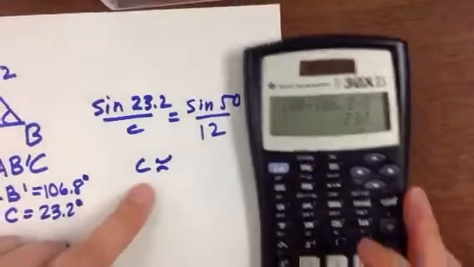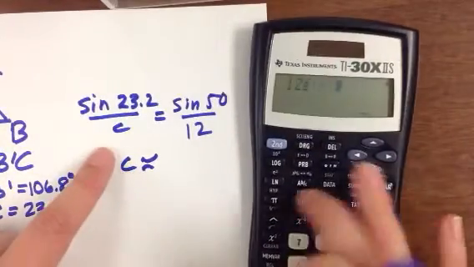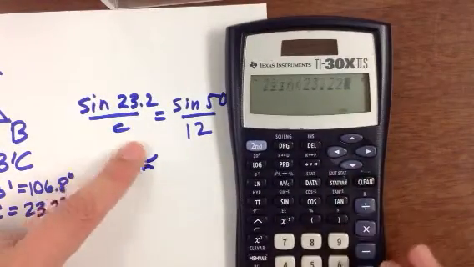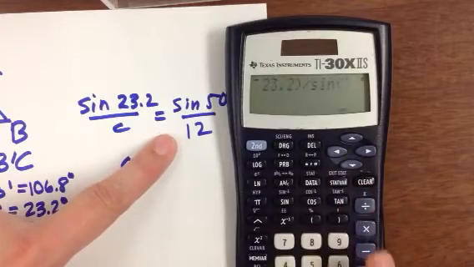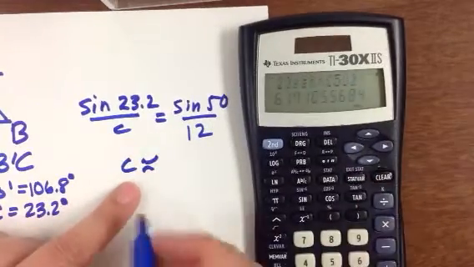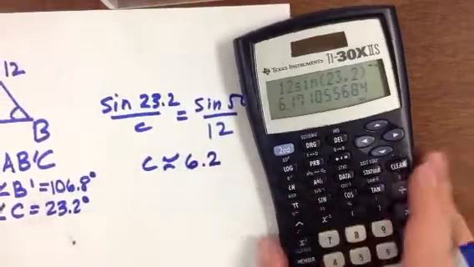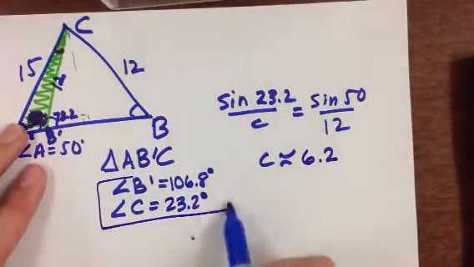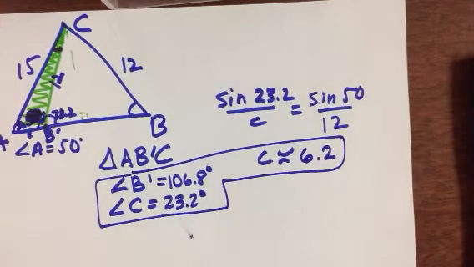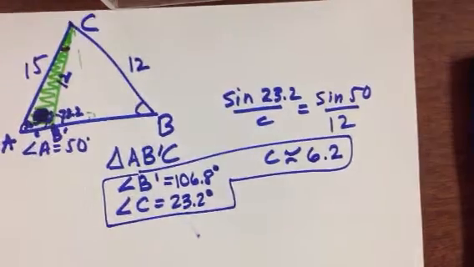Let's calculate because I don't see the answer. So 12 sine of 23.2 divided by sine of 50 gives me C to be approximately 6.2 units long. So now I have solved for the little triangle. So we had to solve for two triangles here, a little one and a big one.